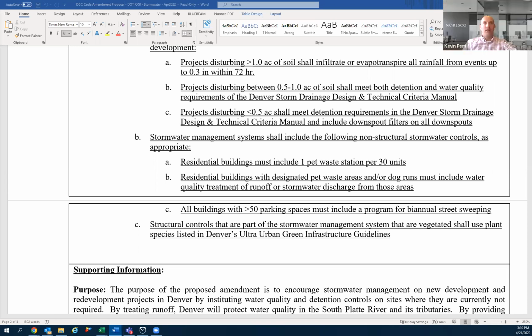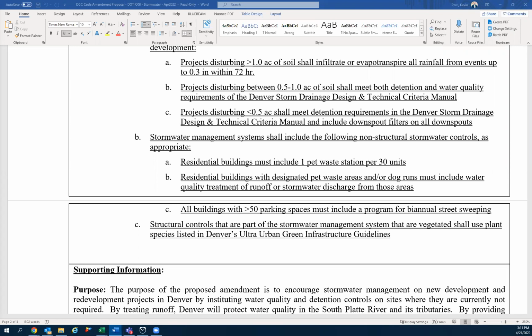Callan, do you want to comment on the intent of that 1 per 30 units? Yeah, I'd have to ask the MS4 team where the number came from, but I know that it was adopted from a requirement somewhere else, but I think that the concerns are valid.